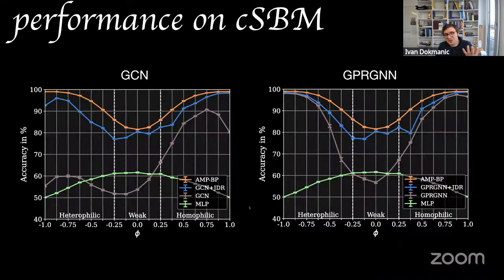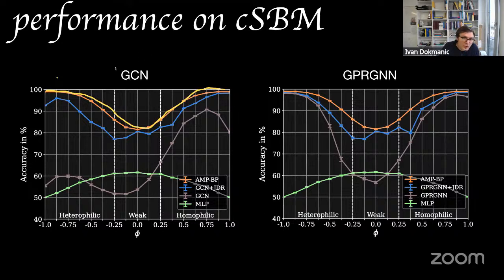The second test is to run this algorithm on cSBM and then put it into some downstream network, like a GCN or a GPR-GNN. And the great thing, again, is that we have an optimal estimator. This curve here is the result of belief propagation, and that's the best possible estimator. The green curve is only using features with an MLP, ignoring the graph completely. It doesn't work well when the graph is good.